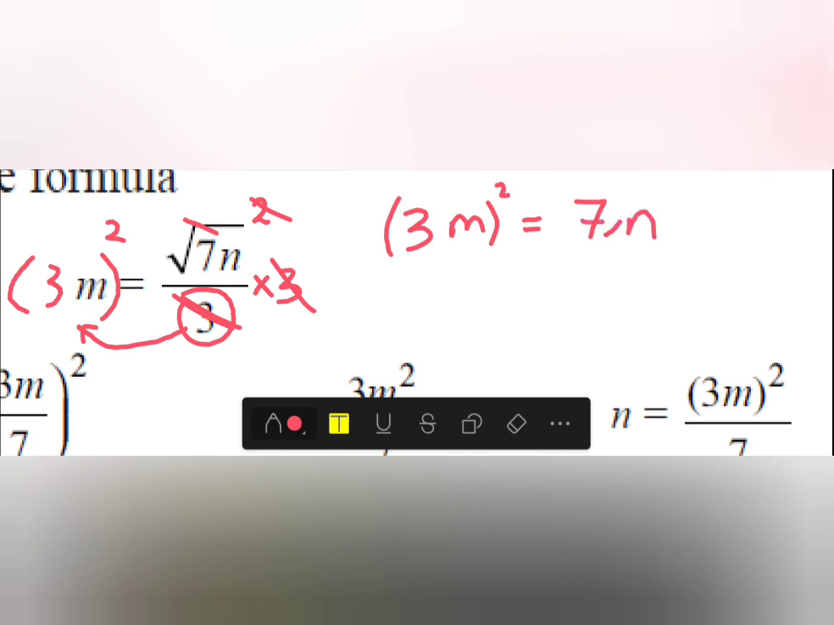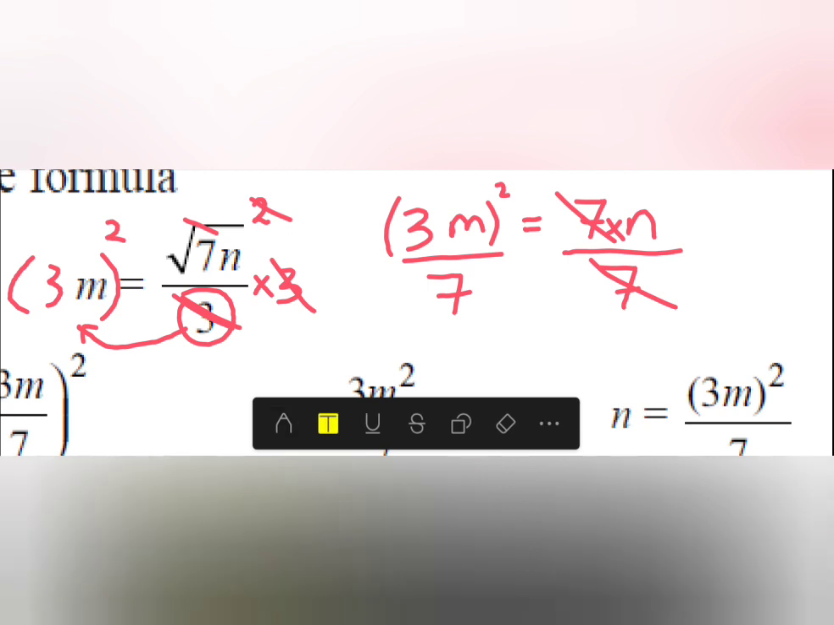Now, the 7 is multiplied by the n, and I want to leave the n alone. So what do I do? Very good. Divide both sides by 7, because I want to get rid of the 7. And this 7 goes with this 7, and I end up with n alone. So n equals what? Equals 3m all squared divided by 7.